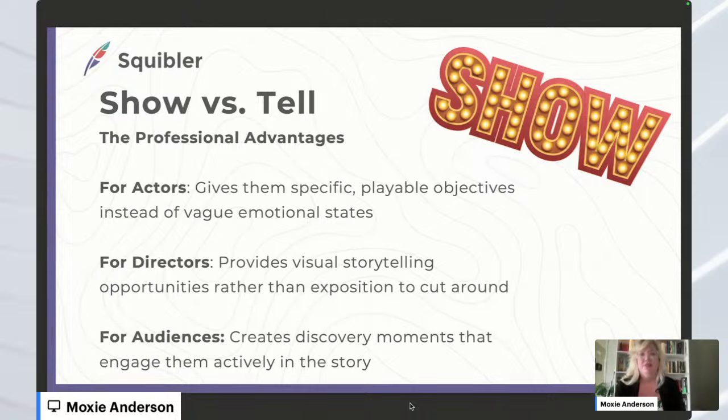So some of the advantages of using this method is for actors with showing and not telling. This is going to give them specific playable objectives instead of vague emotional states. So if I say someone's sad, the actor doesn't really have much to go on. Whereas if I'm instructing that they reach for a card from their recently deceased mother and they start crying, that's filmable and visual for them. For directors, showing versus telling also provides visual storytelling opportunities rather than exposition to cut around. And for audiences, these moments are going to create discovery moments that actively engage them in the story that you're telling.